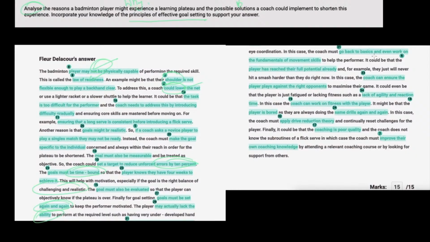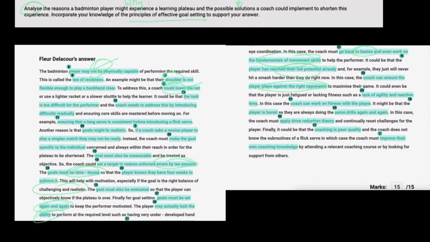In this case, the coach must go back to basics and even work on the fundamentals of movement skills to help the performer. It could be that the player has reached their full potential already, and for example, they will just not hit the smash harder than they do right now. In this case, the coach could ensure the player plays against the right opponents for their level. They've reached their potential, so the aim is to maximise their game.